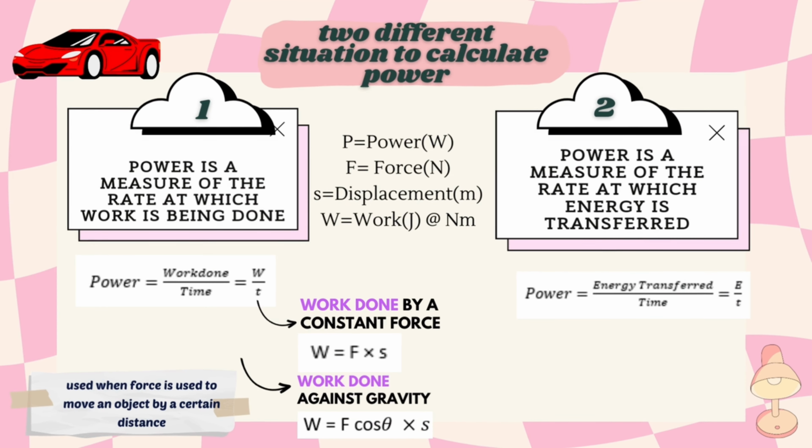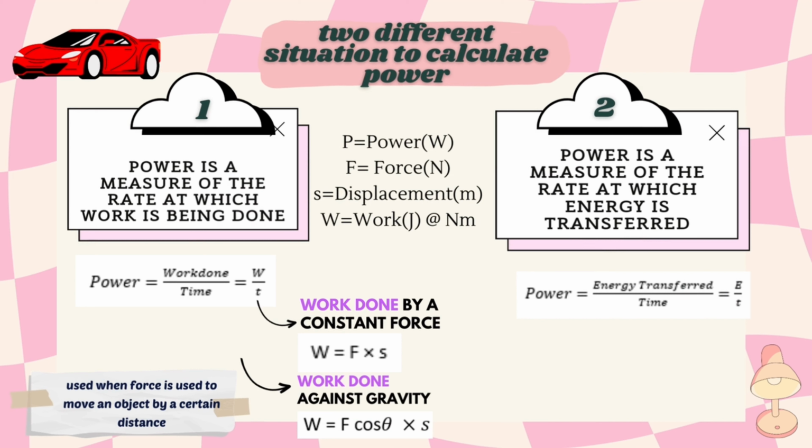It's important to know that there are two different definitions of power, each with its own equation. It depends on the situation or case study. The first one is power as the rate at which work is done, written as power equals work done over time. The term work done is used when a force is used to move an object by a certain distance. For example, when pushing a car down the road, the energy required would be referred to as work done when it moves by a certain distance.